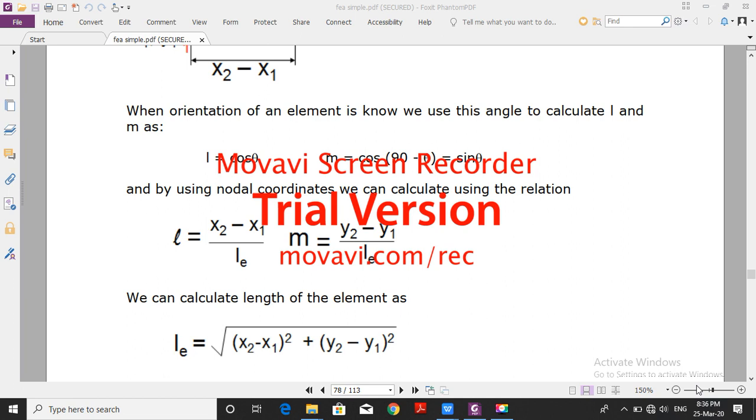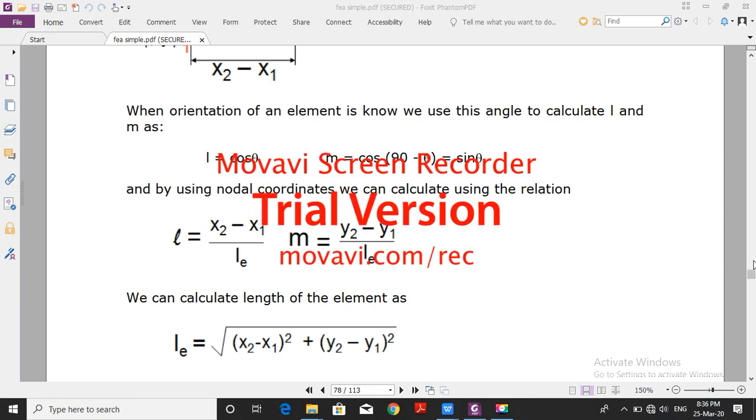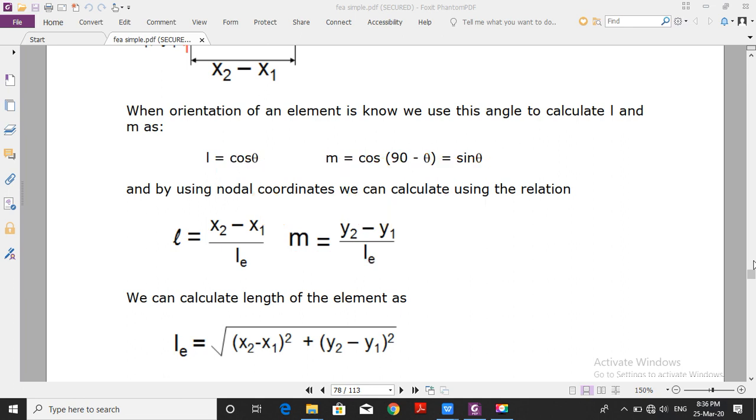Students, with this we have seen how to generate the stiffness matrix, and we have generated it with a simple expression, or what we can say, a simple method. Now we will see some examples on the same topic, and we will try to solve the problems by using this stiffness matrix.